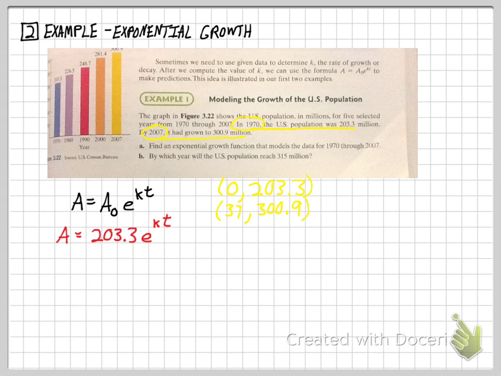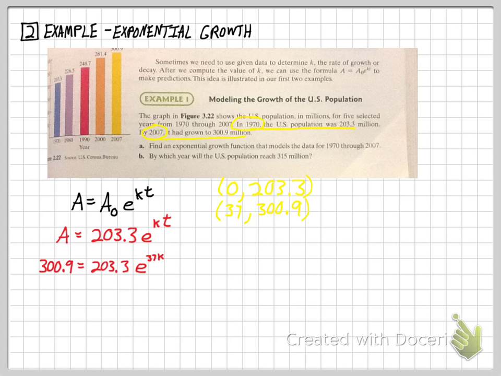And the second half of this problem is then figuring out k. So as you might imagine, I'm going to use the second value there. The t value is 37. The amount of people is 300.9. So 300.9 becomes my answer. 203.3 is again my a sub 0. And my time is 37, so my exponent now is 37k. And whatever the solution is to this exponential expression is going to be my value of k, and once I find k, I have my model.